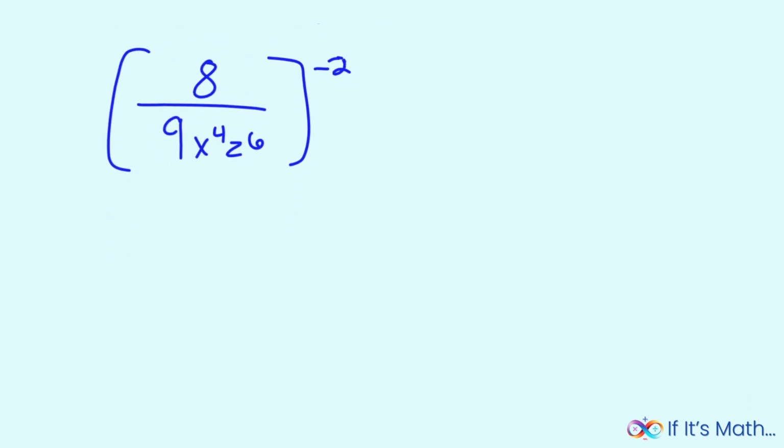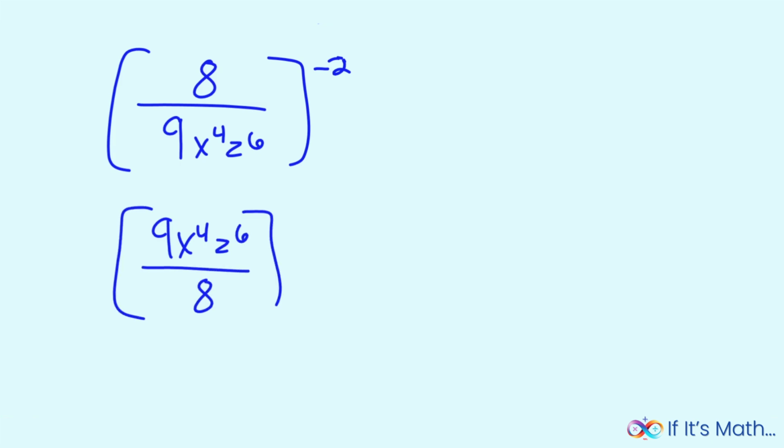So now we've got this negative exponent on the outside of a fraction. Remember, with this negative, what you can do is flip around the fraction. So now I'm going to have 9x to the 4th, z to the 6th over 8. And now I've got this as a positive fraction. So to get this to a positive fraction, you just flip over the fraction.